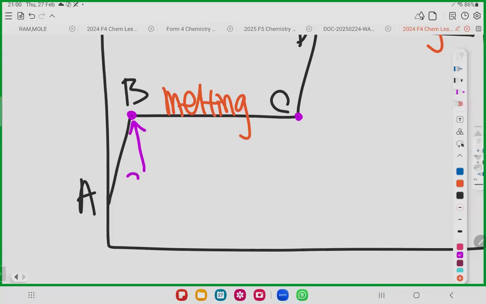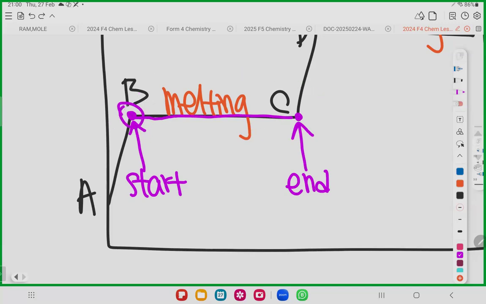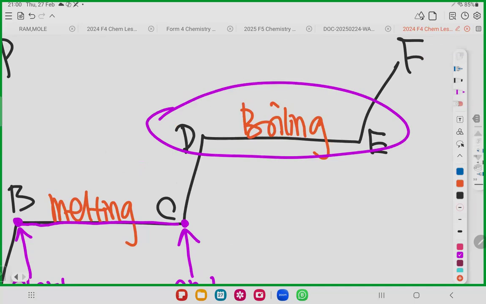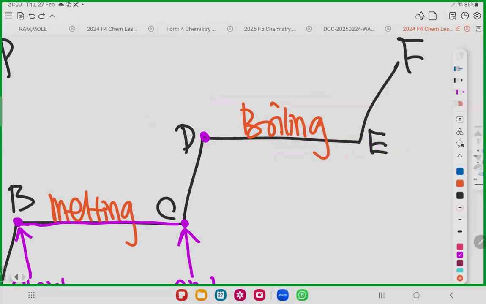So this is where the melting started. At here, the melting already starts. Then the melting continues until here. This is where the melting ended. So melting happened on this line. Melting started here and ended here. Same thing goes to here. This entire line is where the boiling happened. This is the line where the boiling takes place. So this point is the first point on the line, the point when you start to boil, when you get the first bubble, when the boiling first started.